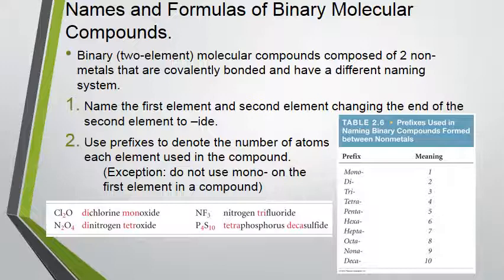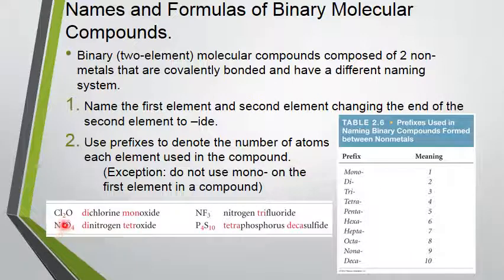And then we use prefixes in front of each of those words to denote the number of atoms of each element used in the compound. There's only one exception. We do not use mono for the first element in the compound. So let's look at how this works. Cl2O. So chlorine, we would name that, and oxygen we change to oxide. So there's a chlorine oxide. Then we put the prefixes on it. 2 is di, so we'd say dichlorine. And 1, oxygen, we'd say monoxide.